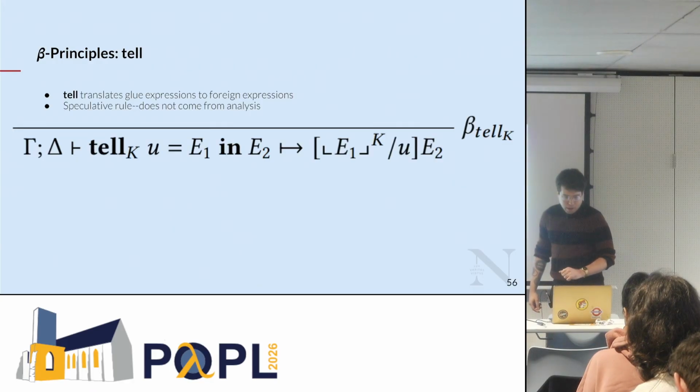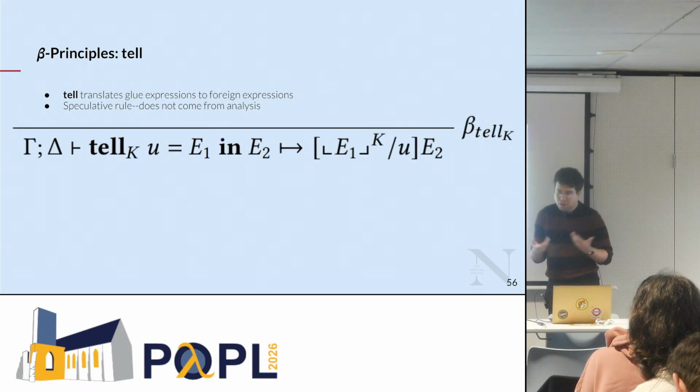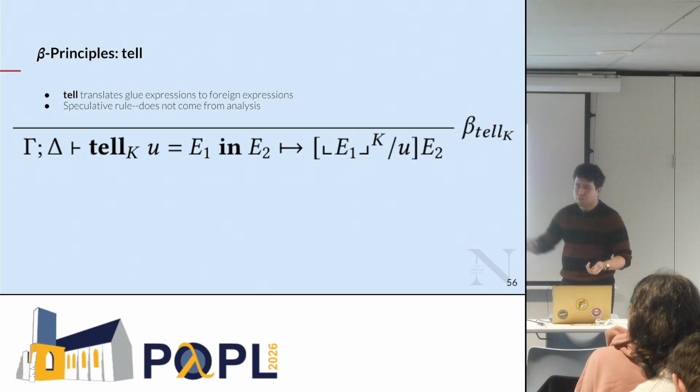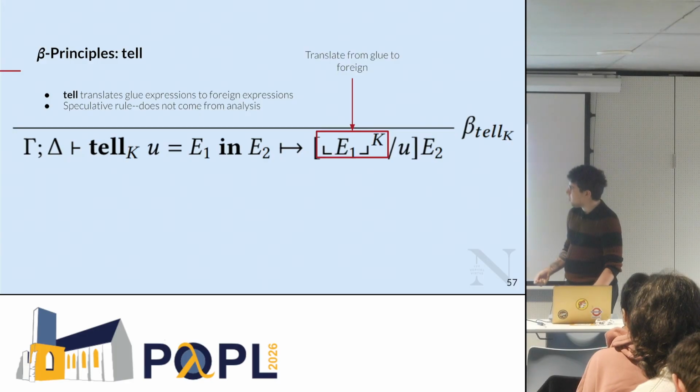Next, we have tell. This is a more speculative rule. It doesn't come from any analysis. I had to pull it out from the logic to do this. But there's this back translation here. So I think of it as sort of the inverse of what let is doing.